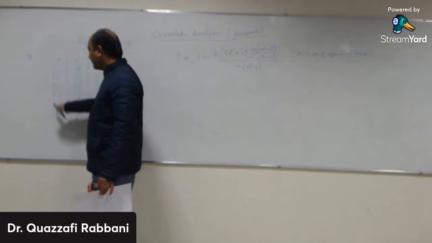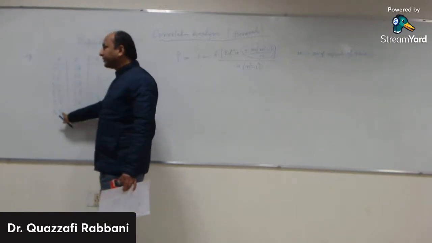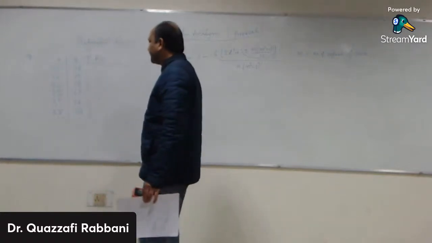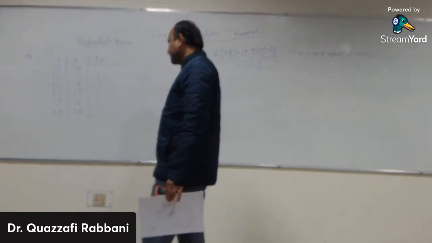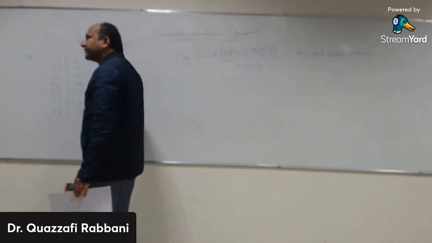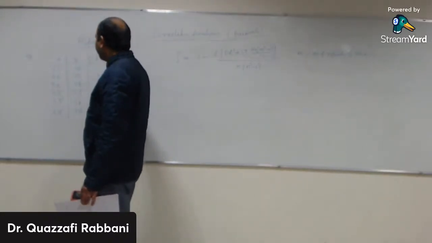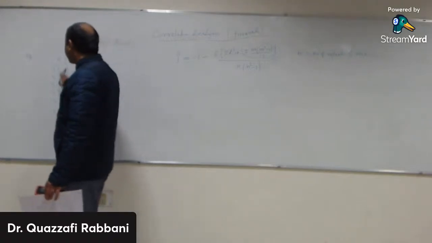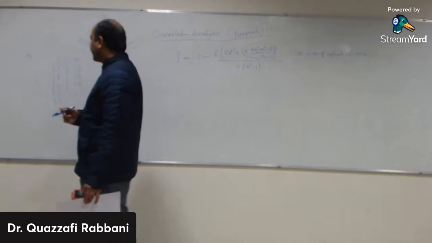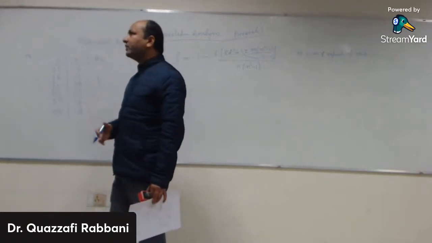Here 25, and the next is here 25. So there are 2 places. They are tied at 2 places, and the positions 1, 2, 3 have already been given. So the position for these 2 tie values is after 3, that is 4 and 5. So you can give either 4 or 5.